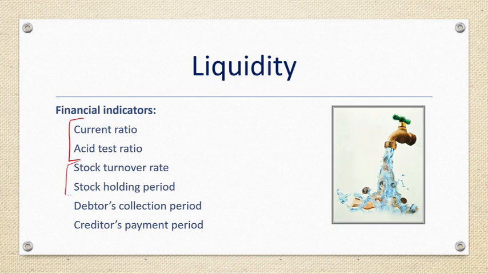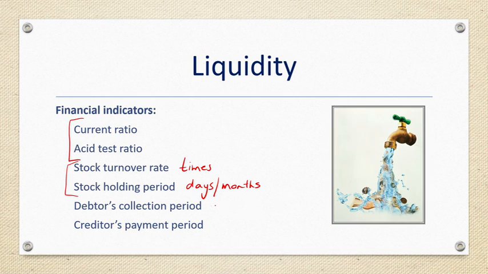These two go together. Stock turnover rate: how many times do I replace my stock? Stock holding period: for how many days or how many months do I have stock on hand? Obviously, this will be determined by the type of product that I sell. If it's clothes, it is seasonal. If it is groceries, perishables, it will differ depending on the type of product that I sell.